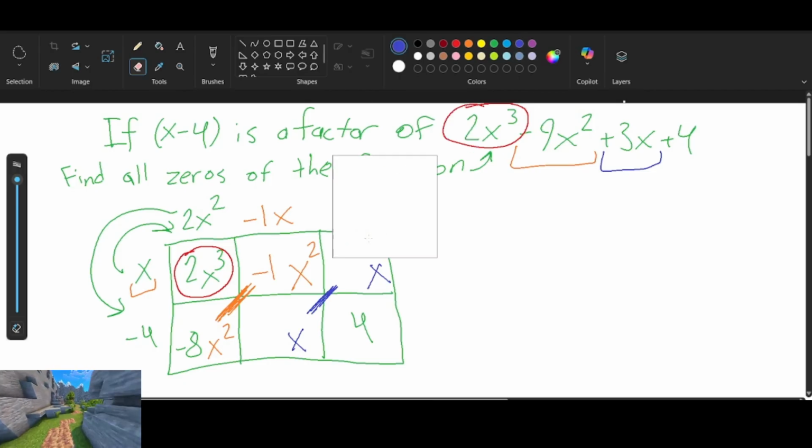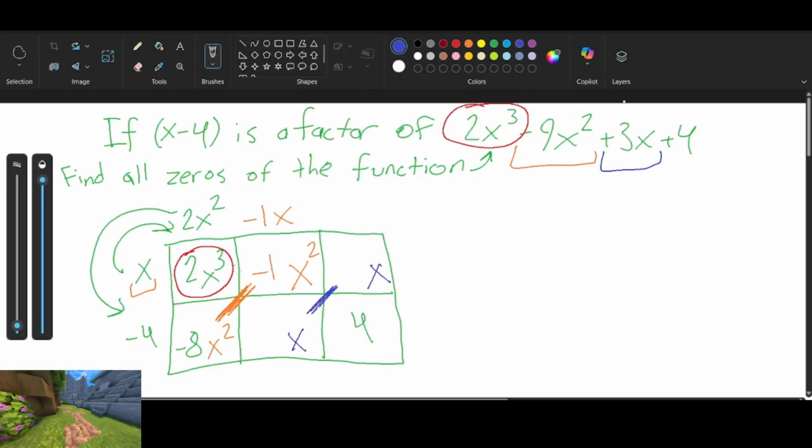Some of them's done. No, I don't want my big eraser.